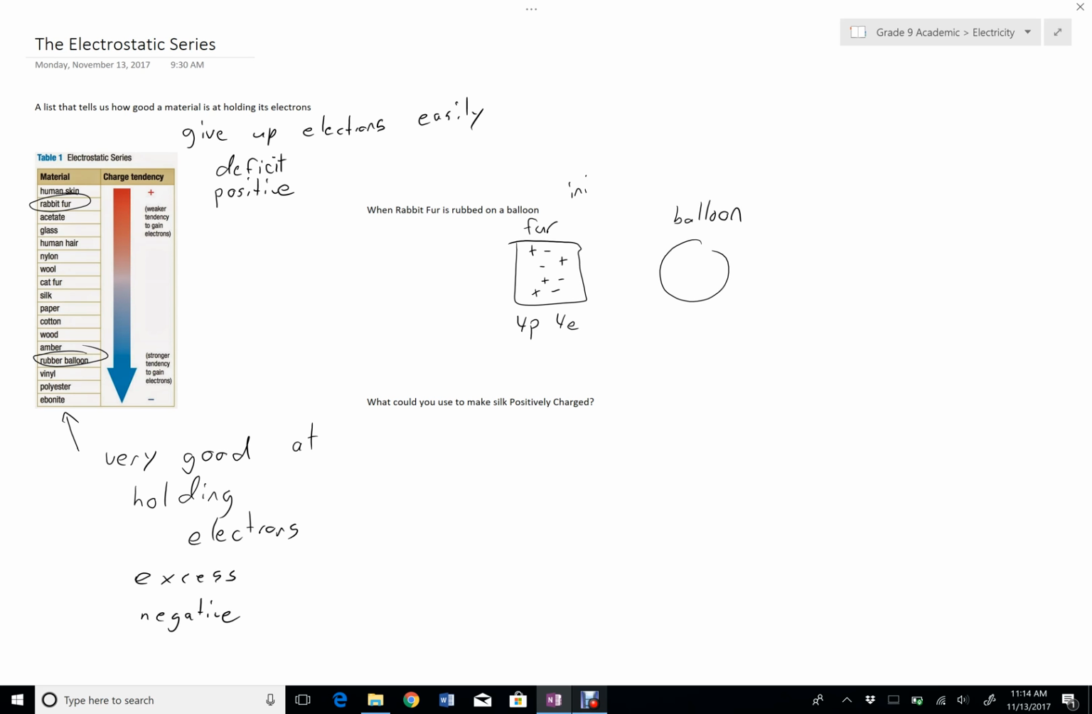This is initial or before. And with my balloon, same thing. I'll give it 4 and 4, making it neutral to start. 4 protons and 4 electrons, giving me no charge or neutral. And then I'm going to rub the two things together.